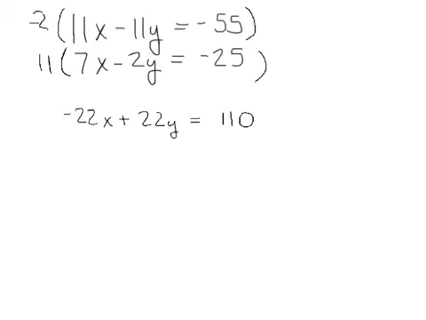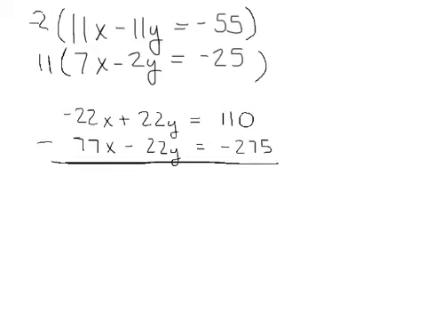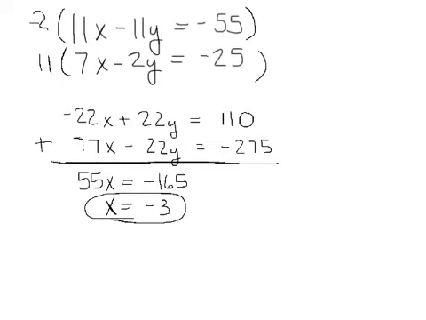Okay, the next one, 77x minus 22y equals negative 275. Add those together. I'm left with 55x equals negative 165. Amazingly, it's a small answer. X equals negative 3. We have one answer of our triple ordered pair. We're still looking for the y and the z.